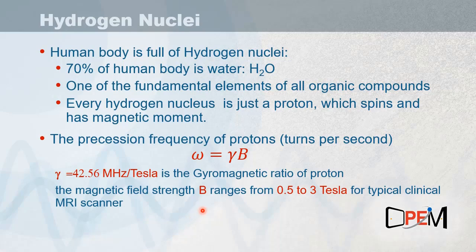We have learned that the precession frequency of protons can be calculated using this formula. Gamma is 42.56 megahertz per Tesla, the gyromagnetic ratio of the proton, and B is the external magnetic field used in MRI, which ranges from 0.5 to 3 Tesla for a typical clinical MRI scanner.